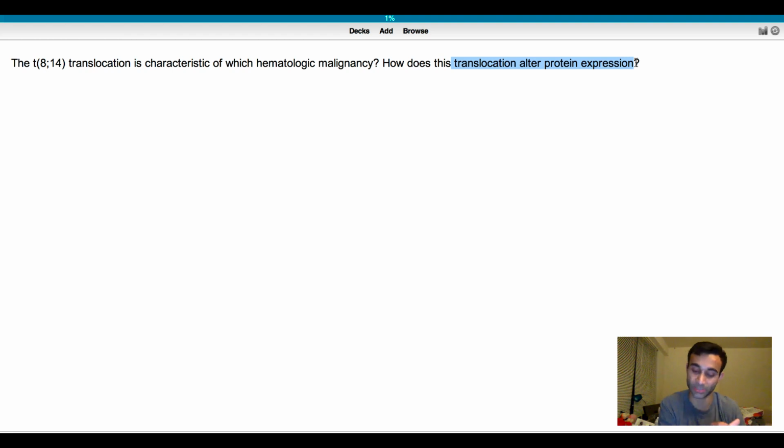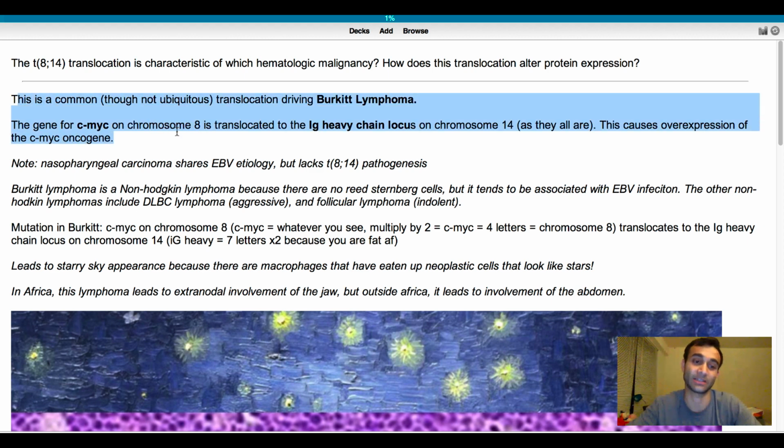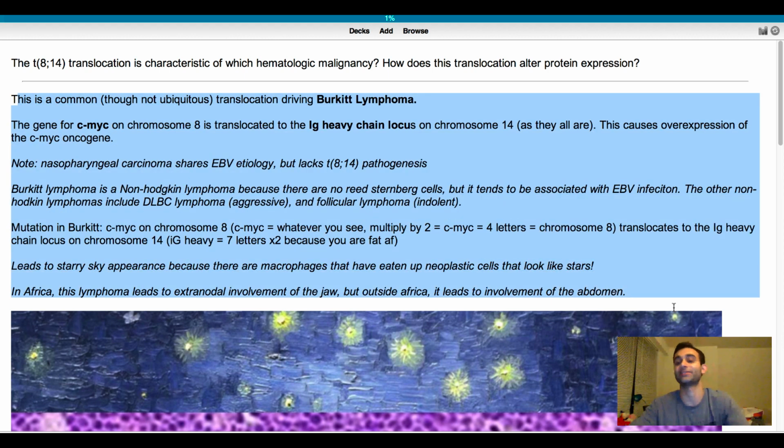gene that helps the cell go from G1 to S. And specifically, it gets translocated to chromosome 14, and chromosome 14 is the heavy chain promoter. So the promoter for the heavy chain is always being expressed, and then you put the c-Myc gene right next to it, and so you now always express c-Myc, which means you get cells that are always going through the cell cycle, which leads to Burkitt lymphoma. And you'll see right here this explains everything I just said. And the reason it explains everything I just said is because I made this card in a way that I actually remember everything it says.